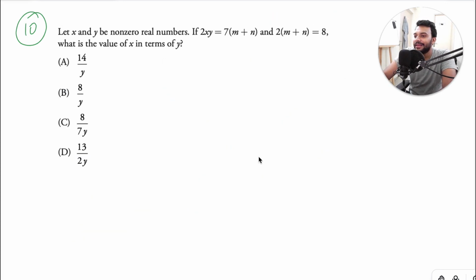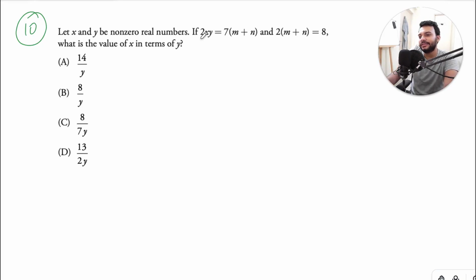Question number 10. Let x and y be non-zero real numbers. If 2xy is equal to 7 times m plus n and 2 times m plus n is equal to 8, what is the value of x in terms of y? Okay, the question may not exactly ring a bell immediately, but we'll need to do some manipulations in the given expressions to get to where we want to.